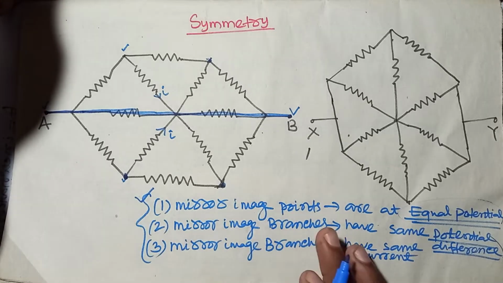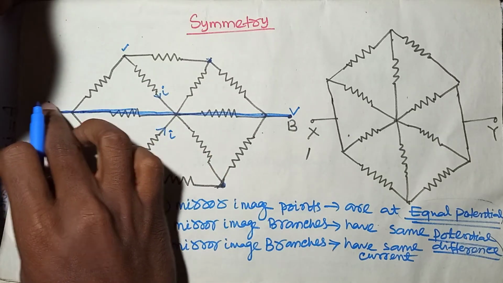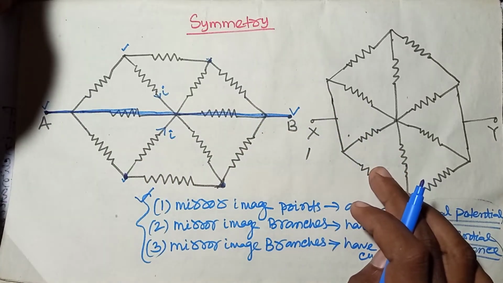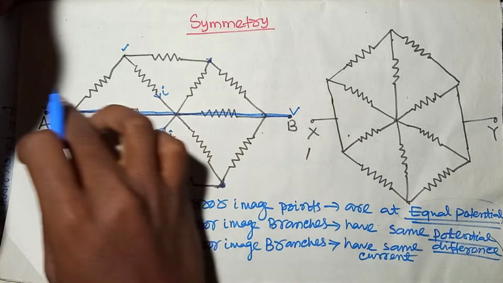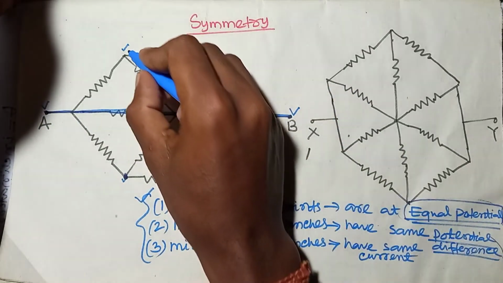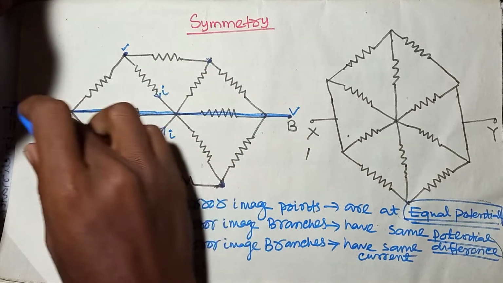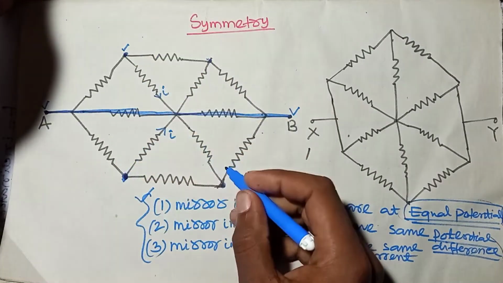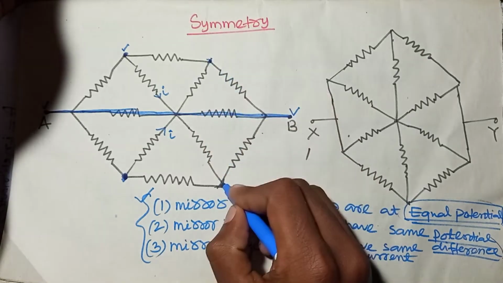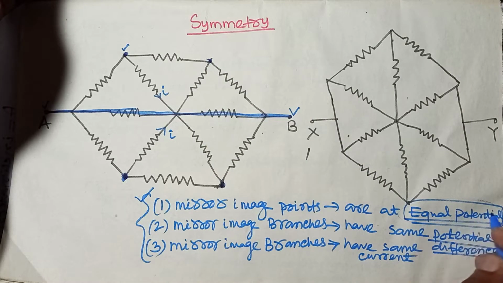Mirror image points, that means the points which are mirror images with respect to this straight line. Considering this straight line is a mirror, the points which are mirror images of each other with respect to this straight line are at equal potential. So you can say that this point is the mirror image of this point, so these 2 points are at the same potential. Similarly this point is the mirror image of this point, so these 2 points are at equal potential.